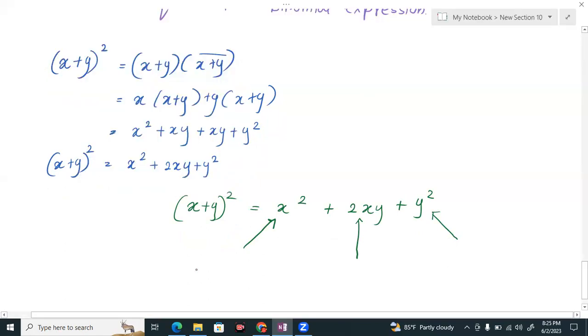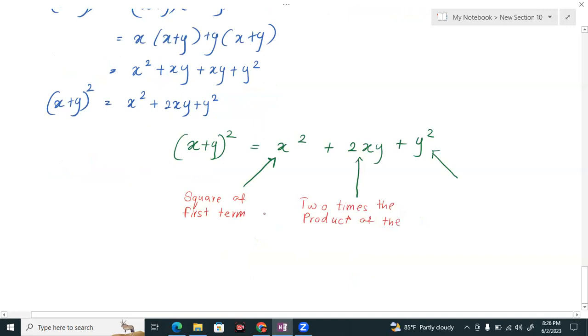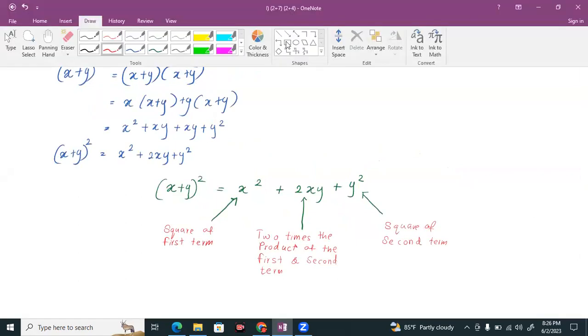Then we can write this as square of first term. It is better to remember this always. Two times the product of the first and second term. Y squared is considered as square of last term, or you can say second term, because in a binomial expression there are only two terms. Okay, then this is the way of remembering the binomial expression as an equation.